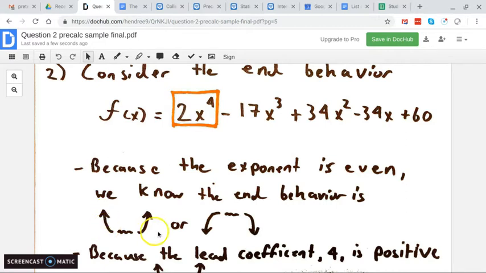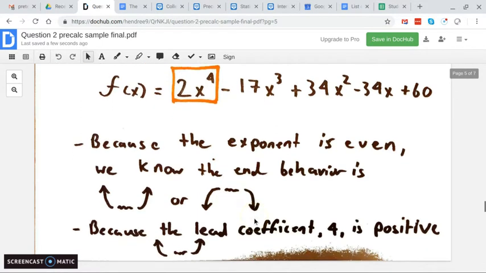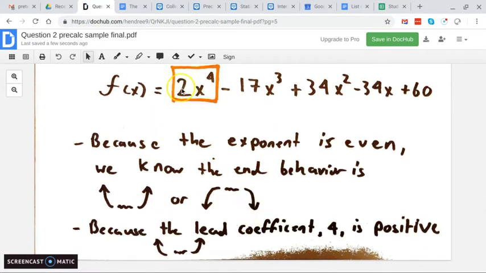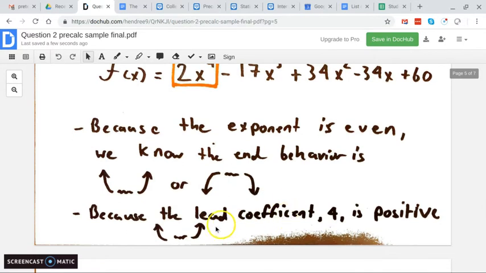It's going to either go both ends up, or both ends down. Now I can look at the coefficient of 2. Since this is positive, that tells me I'm going to have the situation where both ends go up. As x goes to infinity, both in the negative and positive direction, the y value is going to shoot out to positive infinity. So my graph should have end behavior that looks like this.